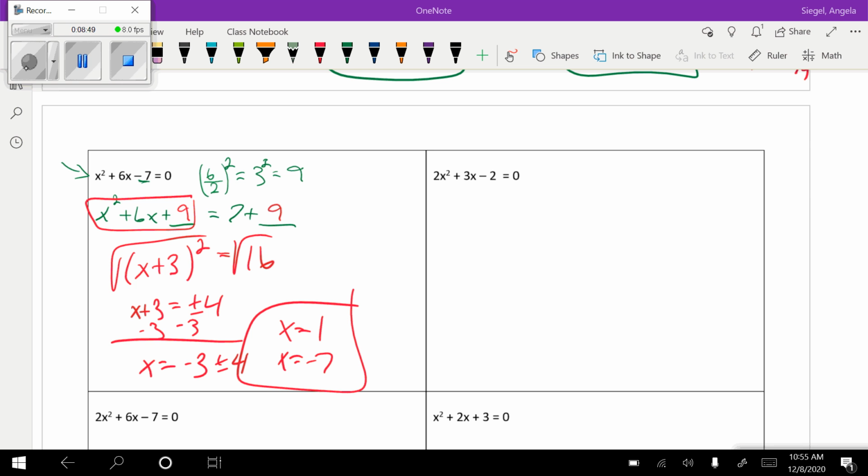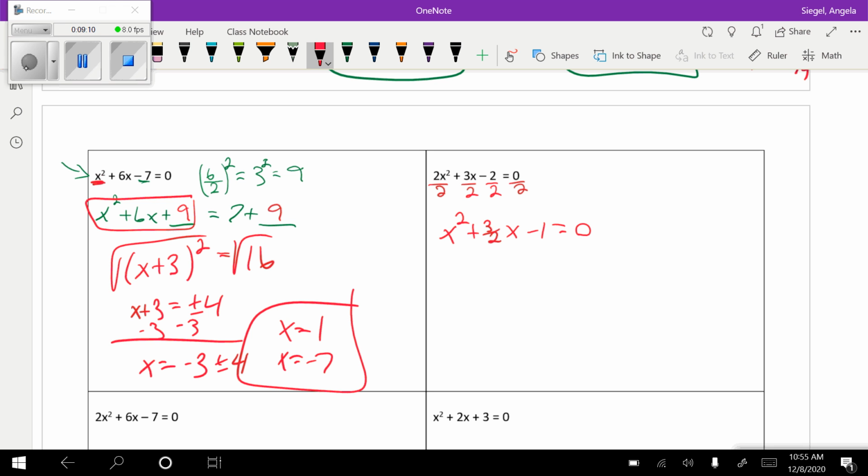The first thing you have to do, you always want that coefficient of x squared to be 1 before you do completing the square. So I'm going to have to divide everything through by 2. So I have x squared plus 3/2 x minus 1 equals 0. Okay, now I can do the completing the square.